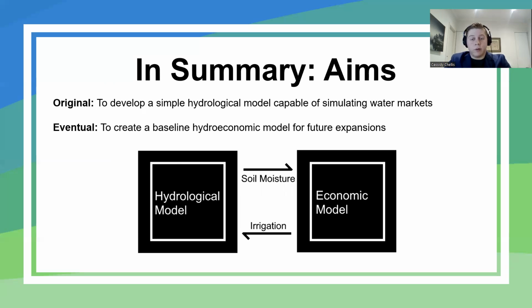For the vast majority of water market models, there need to be two separate models working in conjunction. First is a hydrological model. This model needs to take inputs of irrigation and rainfall and ultimately result in some measurable physical state. So this can be soil moisture content, as it is in this project, but it can also be things such as soil runoff or even crop yields.